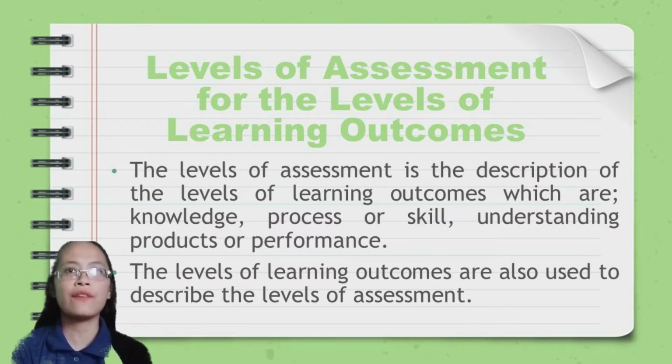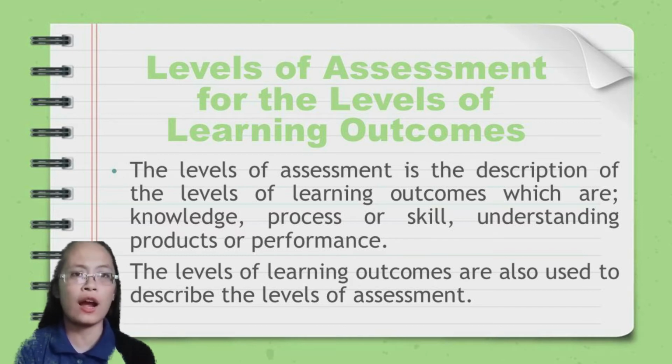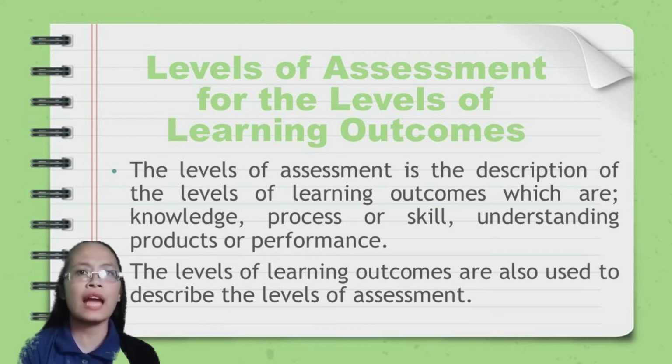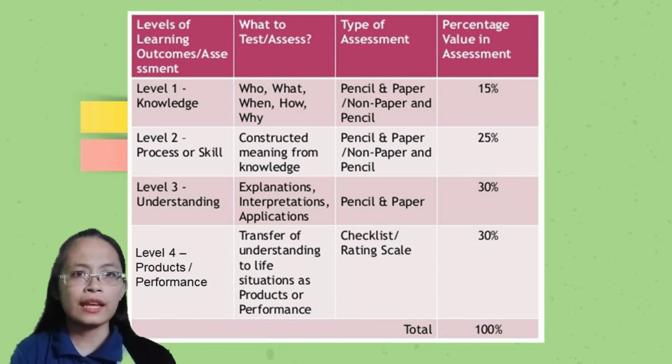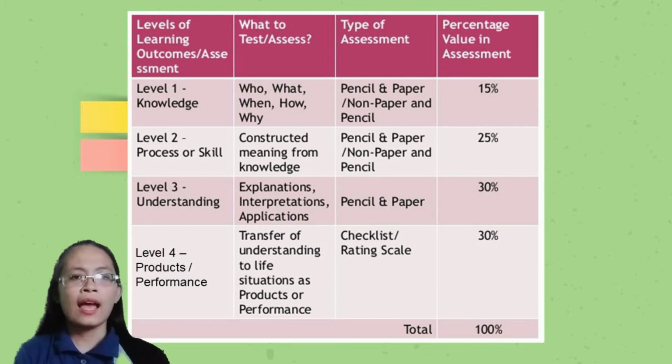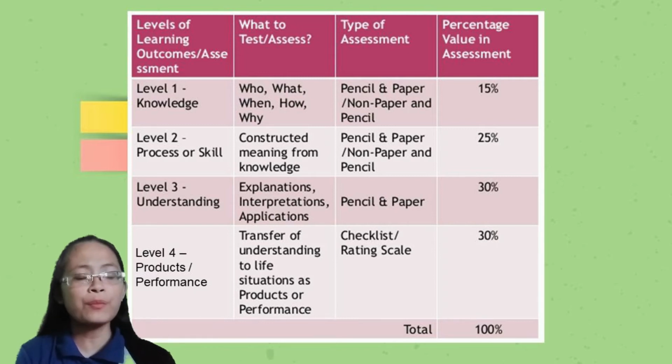Levels of assessment for the levels of learning outcomes. The levels of assessment is the description of the levels of learning outcomes, which are knowledge, process or skill, understanding, products or performance. The levels of learning outcomes are also used to describe the levels of assessment. In this part, levels of assessment of a learner can be evaluated on what the learner has learned about the lessons and activities that the teacher has given. The levels of learning outcomes can be determined with the rubrics given.